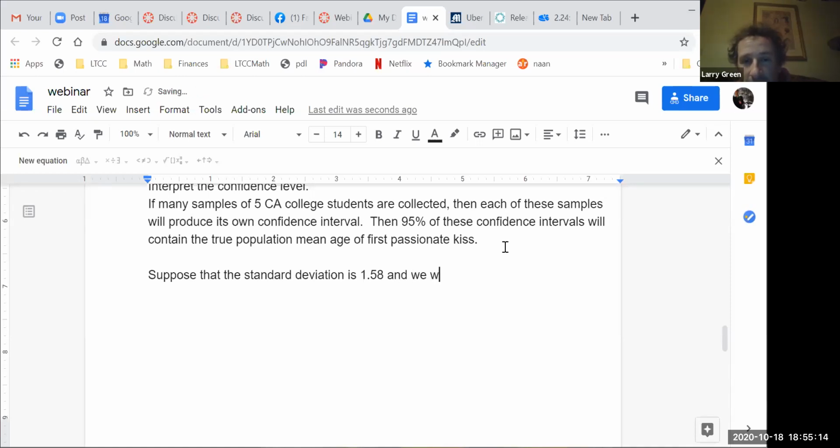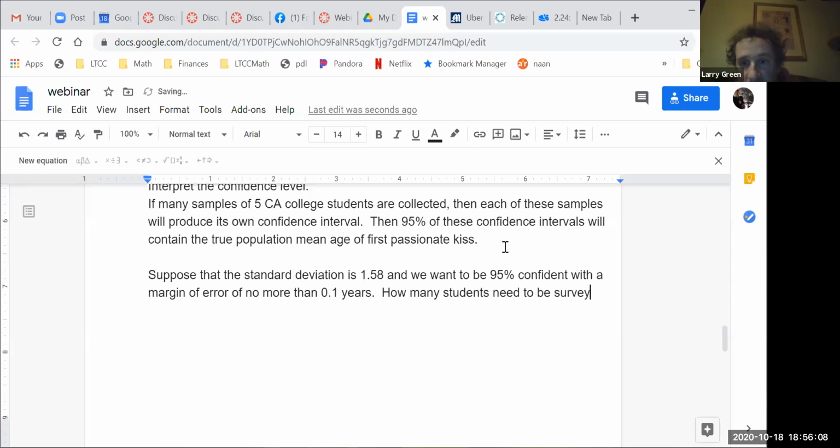And we want to be 95% confident with a margin of error of, well, we don't want to be off by 2 years. How about no more than 0.1 years? So we want to be real close for our average. Then we're real comfortable, and then we actually can say, hey, we know how old people are or were when they got their first passionate kiss for these students, for all students. So the question is, how many students need to be surveyed? Any questions on the question?